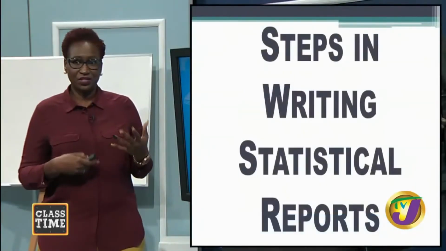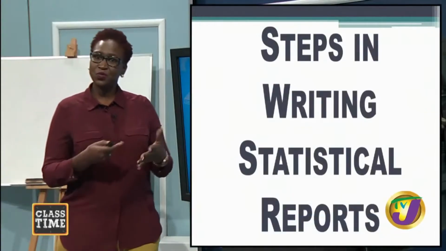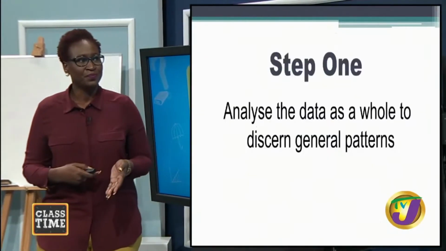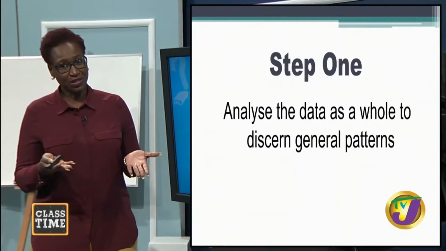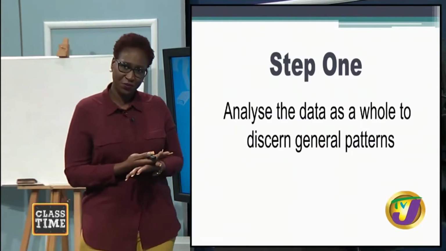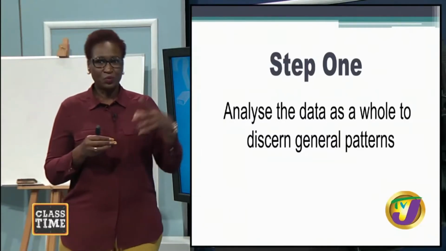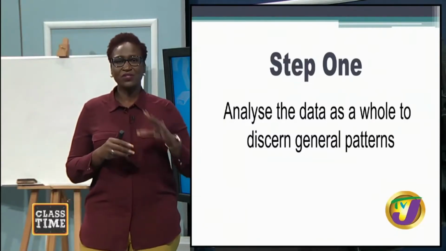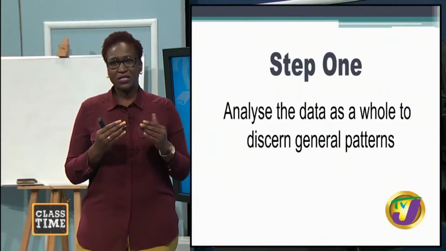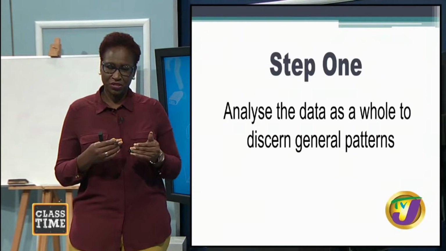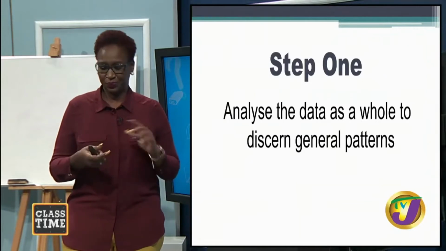So now that we understand trends, we need to know the steps. What do you do when it's time to write your report? First step, naturally, you have to look at the figures in front of you. So you have to analyze the data, and in analyzing the data, do what we just looked at a while ago. Try to get the overall trend. See what is happening. Consistency, increase, decrease, fluctuation, which one?